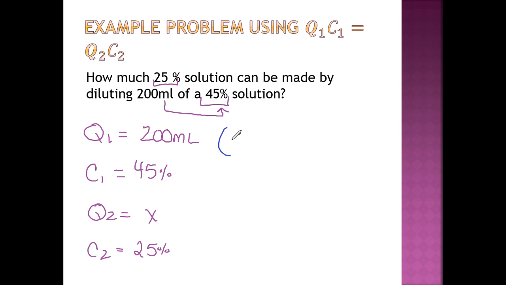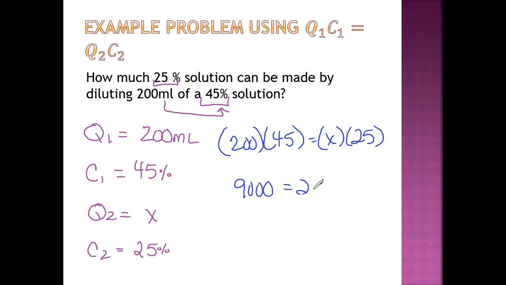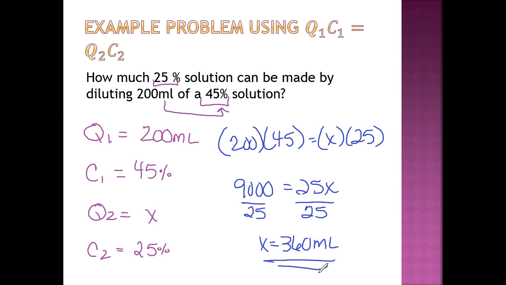I'm going to go ahead and set up my equation. I have 200 times 45 is equal to X times 25. I have 200 times 45 is equal to 9,000 is equal to 25X. I'm going to go ahead and solve for X by dividing both sides by 25. And I get X is equal to 360 milliliters.